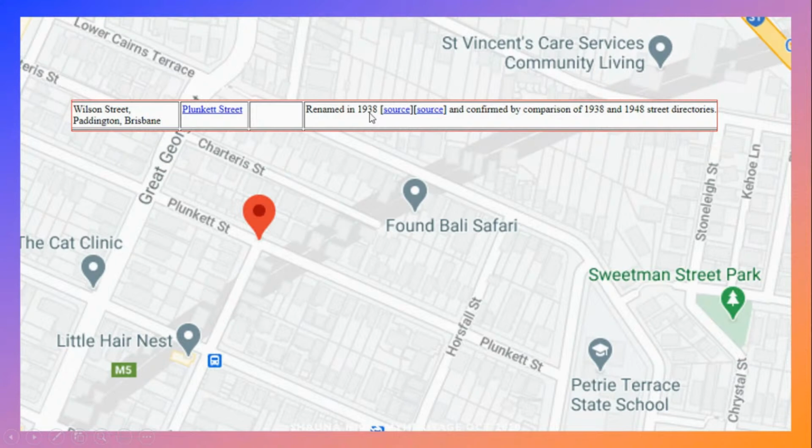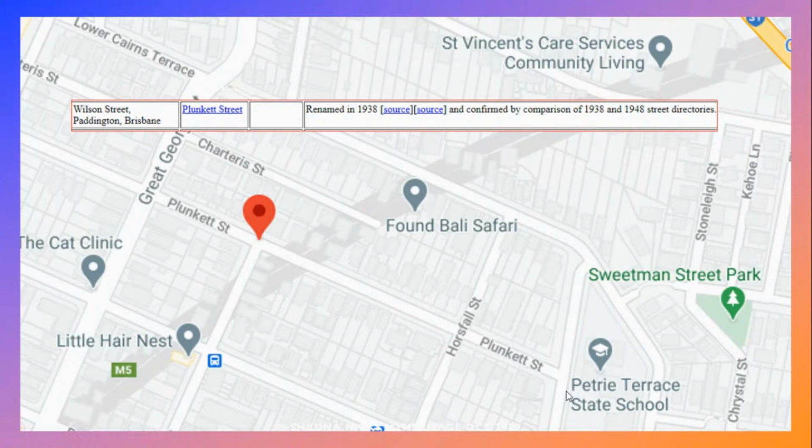So I knew it was Plunkett Street. I then went to Google Maps, found where it was in Plunkett Street, and you can see towards the right of the screen that the school closest to that whole area was Petrie Terrace.